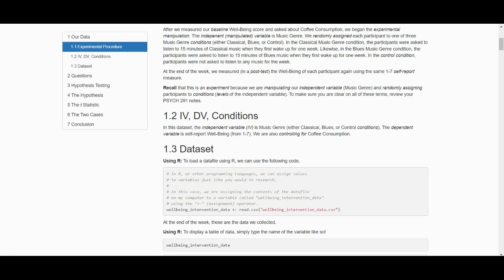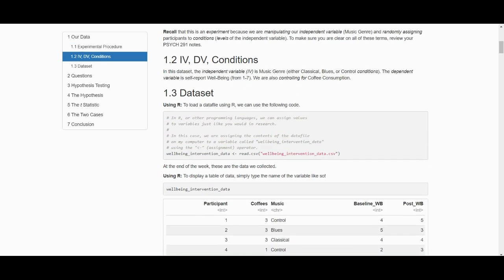Now, recall that this is an experiment because we're manipulating our independent variable, which is music genre, and randomly assigning participants to conditions, which are the levels of the independent variable. To make sure you're clear on all of these terms, I would suggest going back to review your Psych 291 notes from last term.